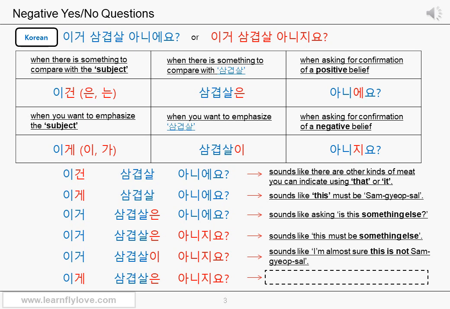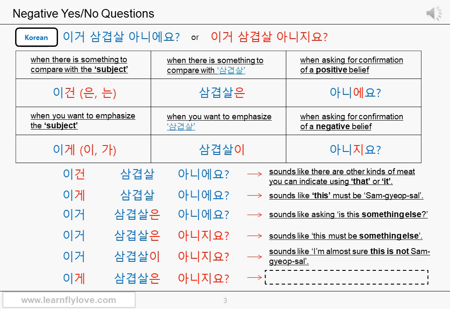Don't you think so? So, 이게 삼겹살 아니에요? 이게 삼겹살 아니에요? Sounds like, isn't this meat right in front of you? 삼겹살? Emphasizing the subject, this meat. Isn't this meat right in front of you? 삼겹살? 이게 삼겹살 아니에요? Do you understand the nuance? A little bit? Difficult? That's fine. We understand. Keep practicing with us.